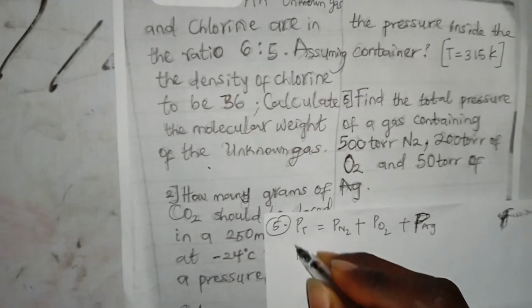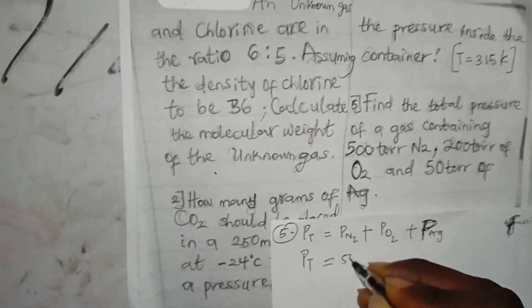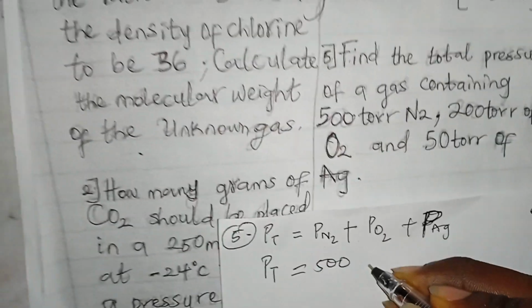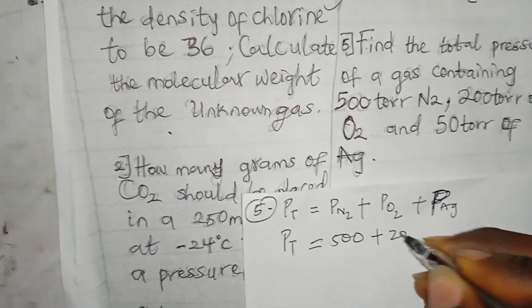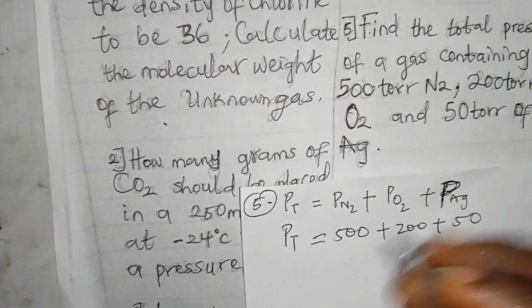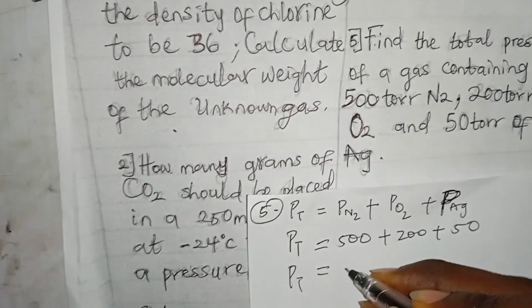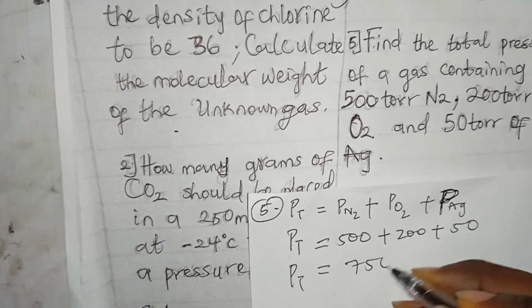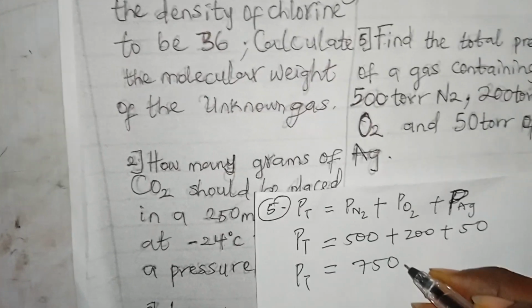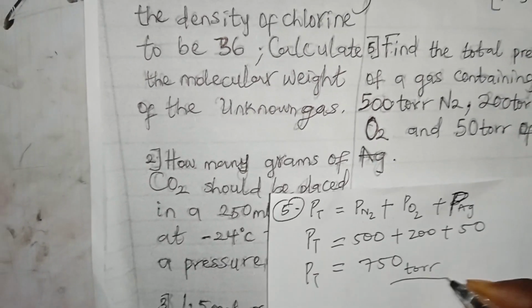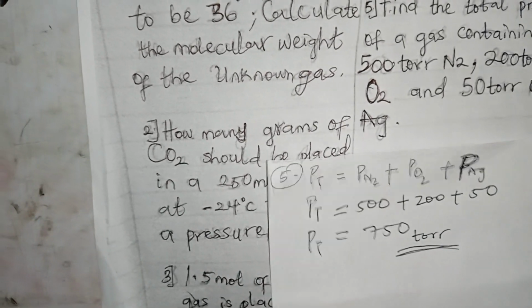So in that case, this becomes PT equals 500 plus 200 plus 50, which is the same thing as total pressure to be 750. And since everything is in torr, that means this is 750 torr. So let's move to number 6.